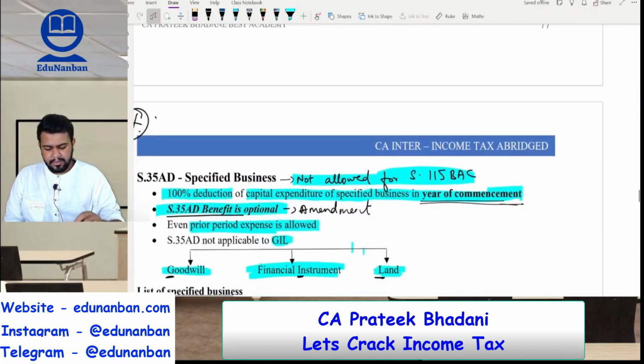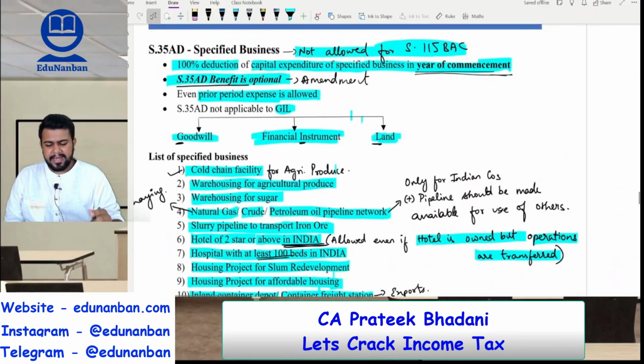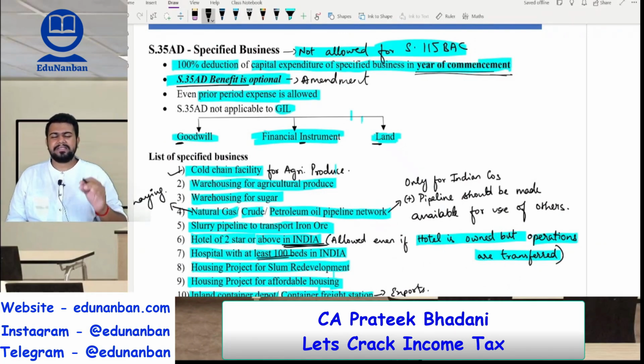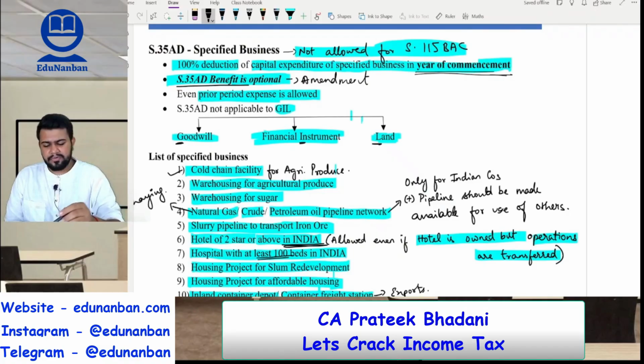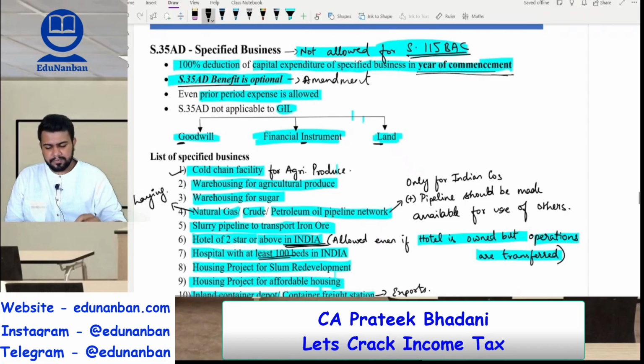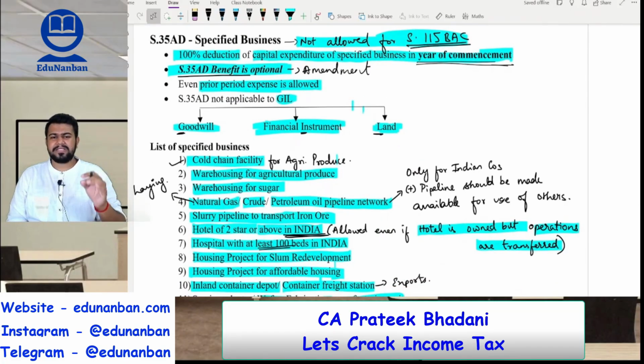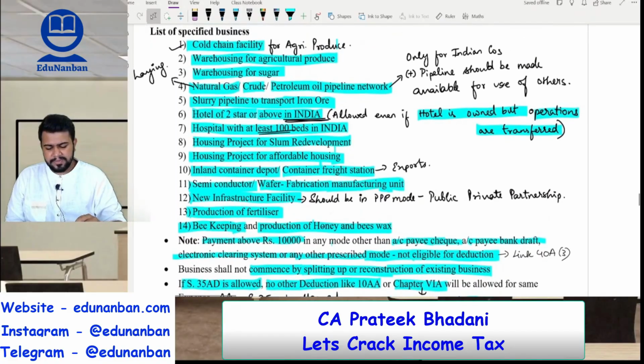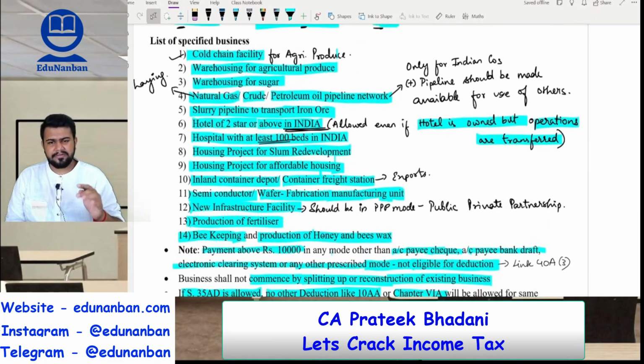Now let's come to section 35AD. Section 35AD is a deduction which is allowed for some specified businesses. However, the 35AD benefit is not allowed for assessees who choose the new tax regime under section 115BAC. So very important. Now what are the specified businesses? There are 14 specified businesses.